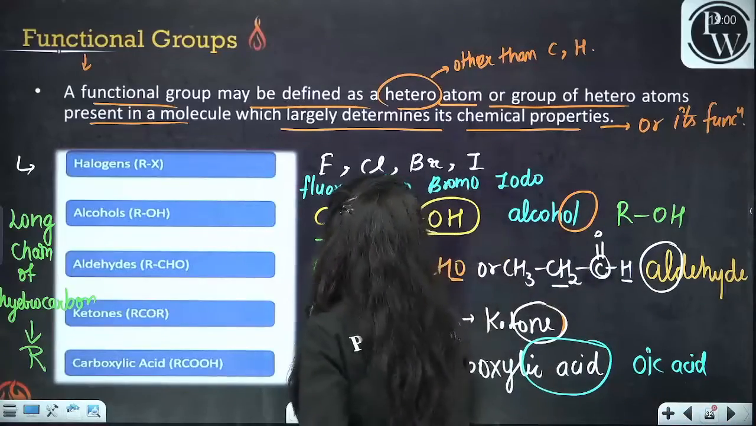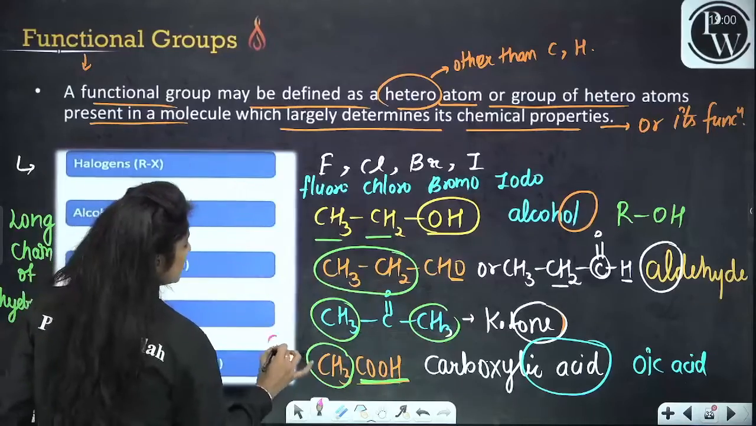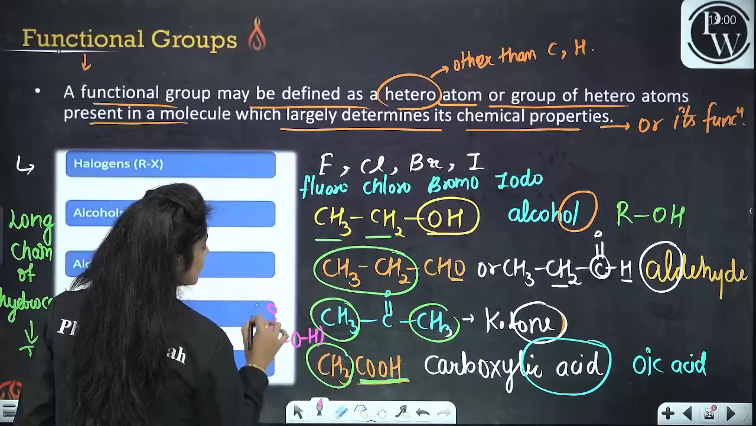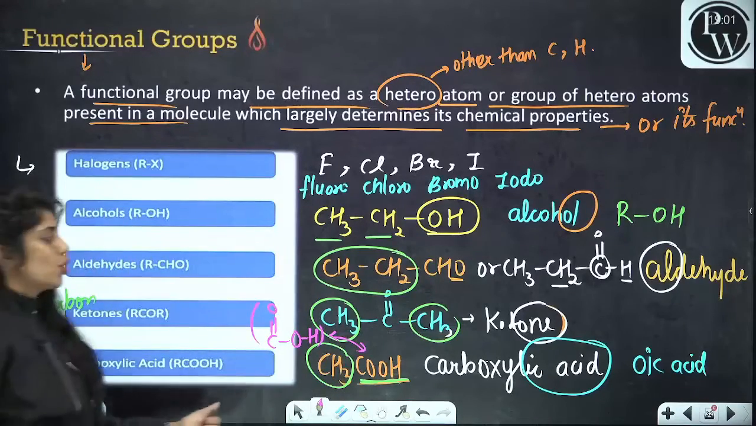Now many students get confused here also. Carboxylic acid can be written as this also, COOH. Both are the same. Done? Of course.